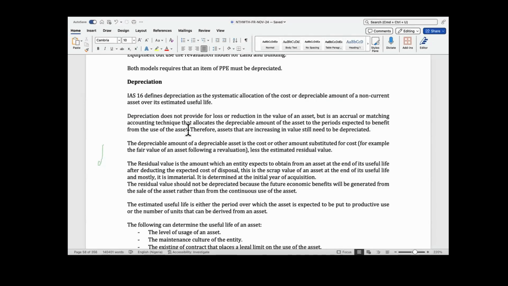Matching in the sense that this asset has generated income for 1 year. Then what is the portion of the costs that relates to 1 year? We call it depreciation. Accrual in the sense of what portion of this asset have we used this year? Because we are using it for so many years. What portion have we used this year? We call it depreciation. So depreciation at your level, don't see it as a loss or reduction in the value of an asset. That is not what it is. Because even an asset that is increasing in value, you will still depreciate it.